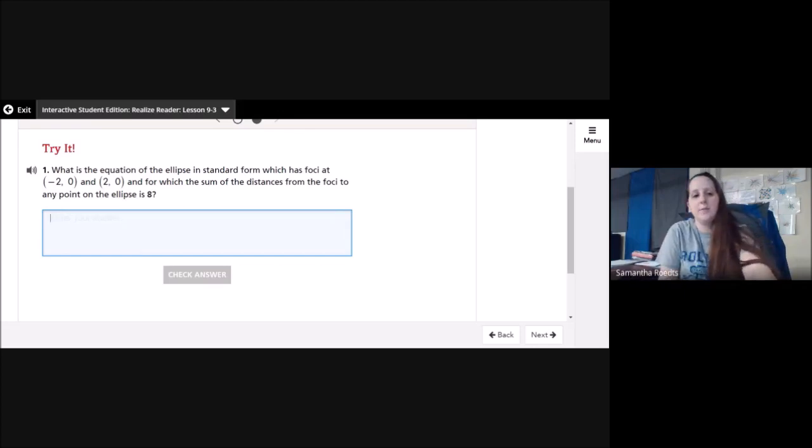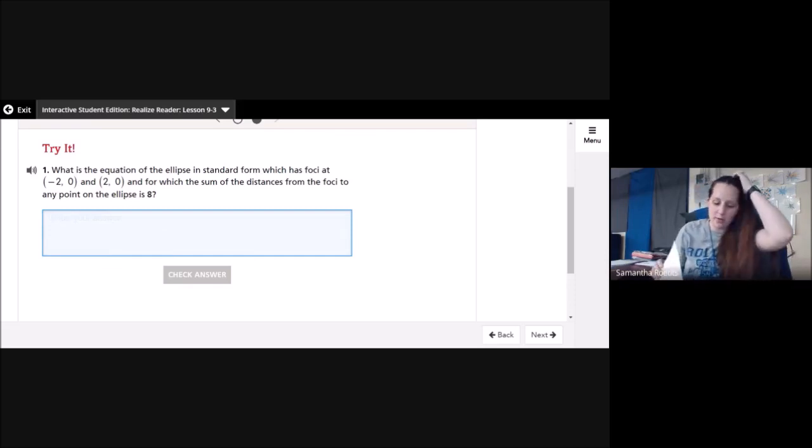All right, what is the equation of the ellipse in standard form, which has foci at -2, 0, and 2, 0, and for which the sum of the distances from the foci to any point on the ellipse is 8? So the last time we were given two y coordinates, these are x coordinates, which means that our major axis is going to be horizontal as opposed to vertical.